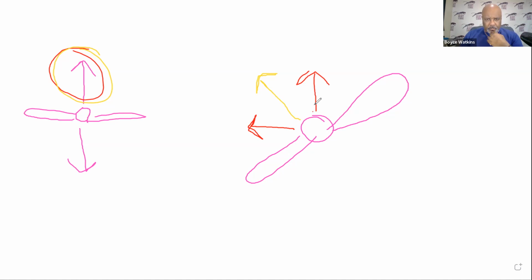Okay. And that's why we have to pull back on the control wheel, because some of this vertical component of lift that we had is now being directed to the side. Okay. Makes sense. Okay, cool.